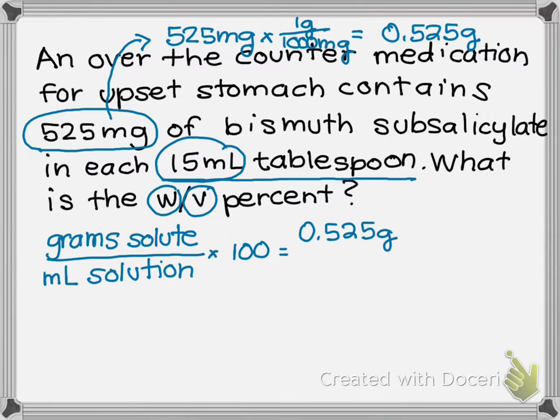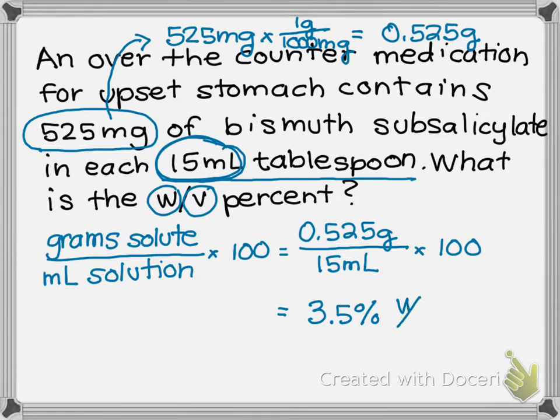So then I could plug in, because I need grams, 0.525 grams divided by 15 milliliters of solution. I was given both of these numbers, times 100. So plugging in, I have 0.525 divided by 15 times 100, and I have that this would equal 3.5% weight, that should be a W, weight to volume, or sometimes I write weight to volume percent, either way, and this is of the bismuth subsalicylate.